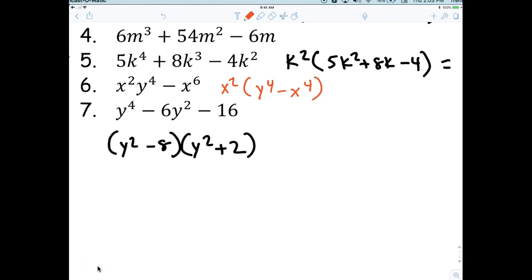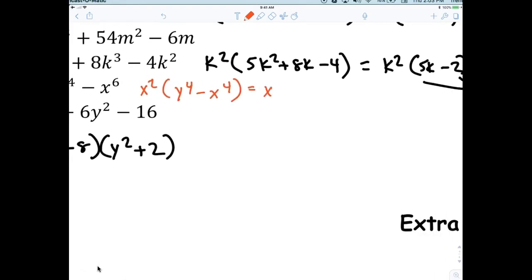Now that is the difference of squares. So again, watch. This is as hard as it gets. x squared, open, that would be y squared plus x squared, and y squared minus x squared. Now, if you were average, you would be done. Because we're not average, we know that y squared minus x squared also factors. So in this case, the final answer worked out to be x squared times y squared plus x squared times y plus x times y minus x.